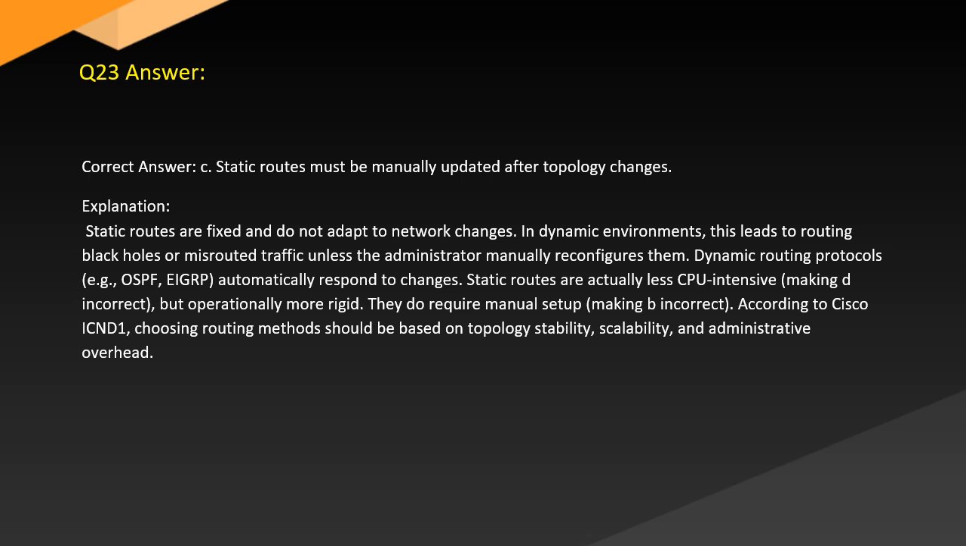Answer. Correct answer: C. Static routes must be manually updated after topology changes. Explanation. Static routes are fixed and do not adapt to network changes in dynamic environments. This leads to routing black holes or misrouted traffic unless the administrator manually reconfigures them. Dynamic routing protocols like OSPF and EIGRP automatically respond to changes. Static routes are actually less CPU intensive, making D incorrect, but operationally more rigid. They do require manual setup, making B incorrect. According to Cisco, choosing routing methods should be based on topology stability, scalability, and administrative overhead.